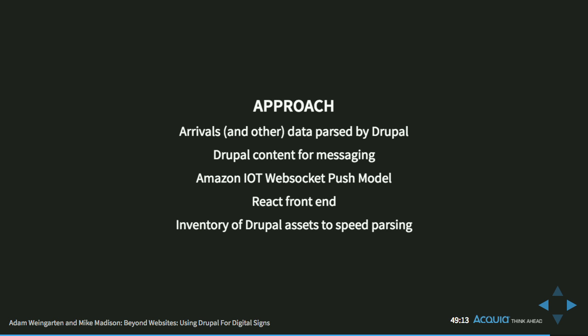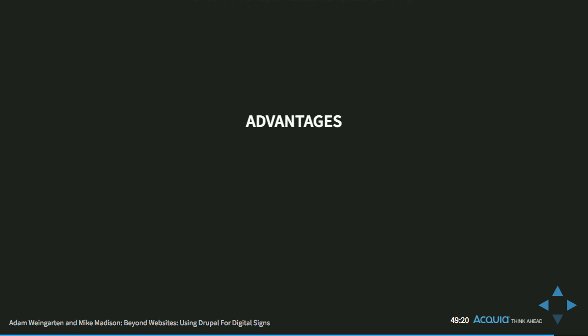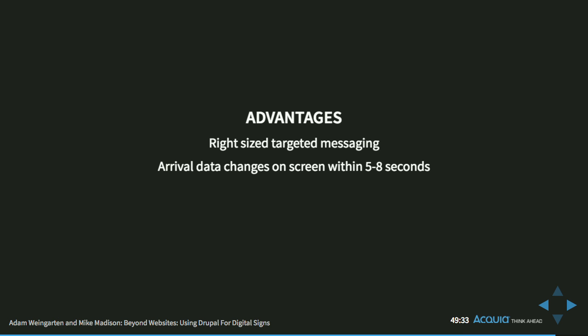As I said earlier, we can cache and create an inventory of Drupal assets to speed up the parsing model. And there are a number of advantages here. You can really do what I call right-sized messaging. So you don't have to send it everywhere. You don't have to just send it one place. You can pick, or the content creator can pick, how much they want. And again, this system is massively scalable.